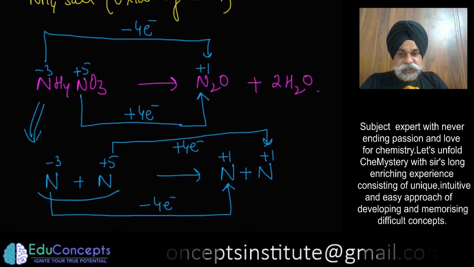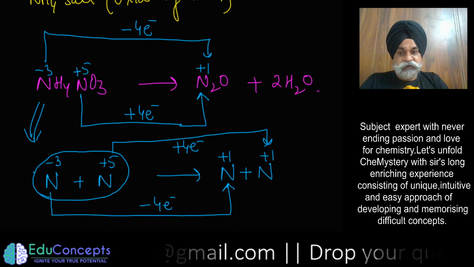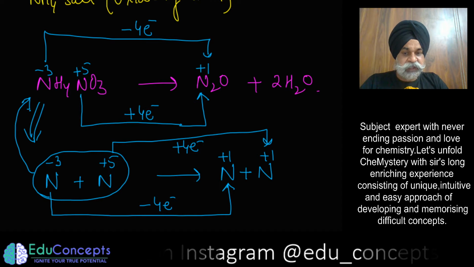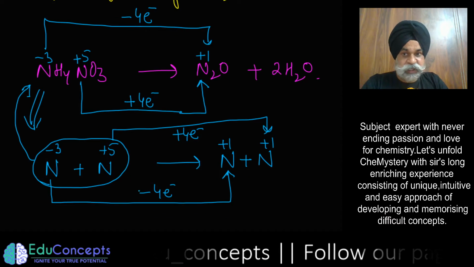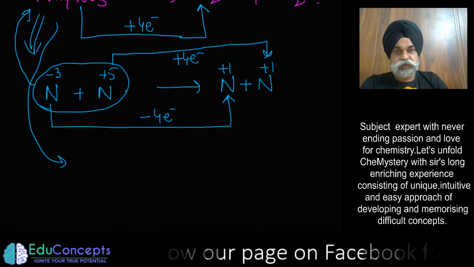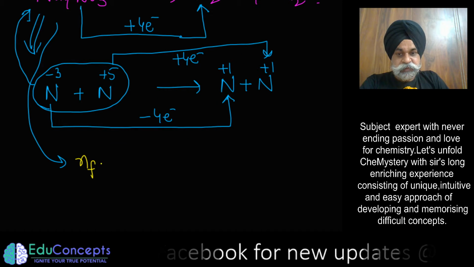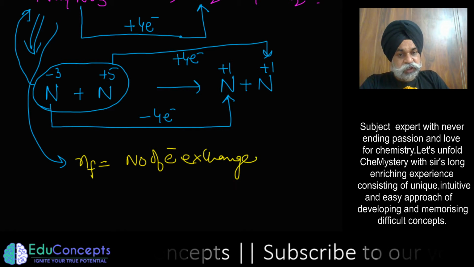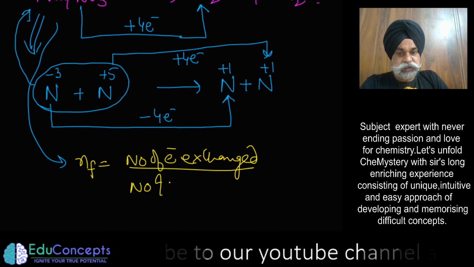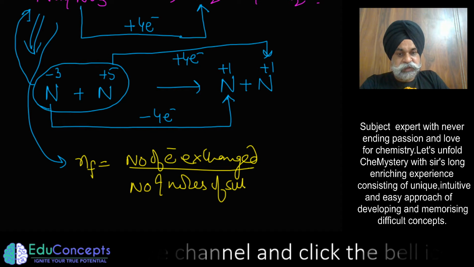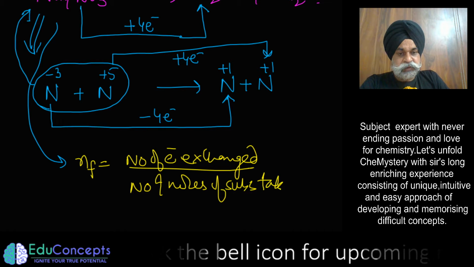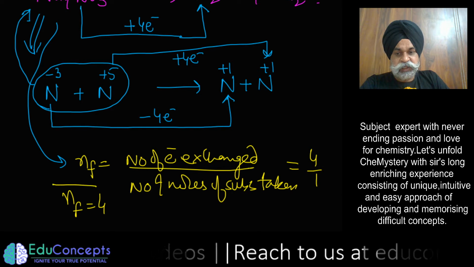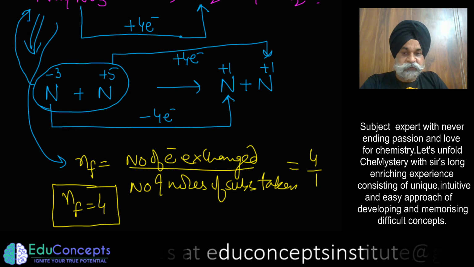Both of these nitrogens are present in 1 mole of ammonium nitrate. So how many electrons are being exchanged? 4 electrons are being exchanged. So how to write the n factor? Number of electrons exchanged divided by number of moles of substance taken. So it would be 4 by 1. So the n factor here is 4 for this particular case of ammonium nitrate.